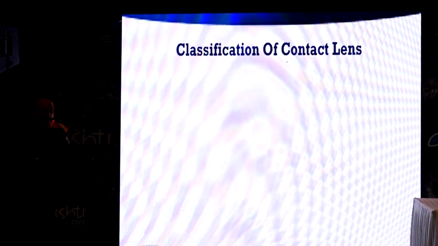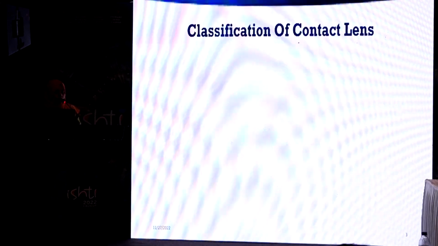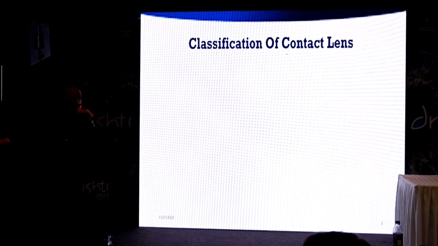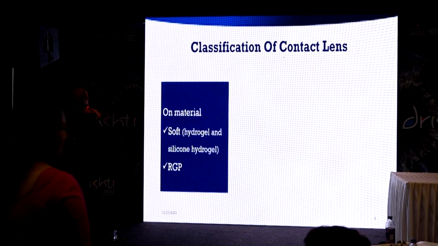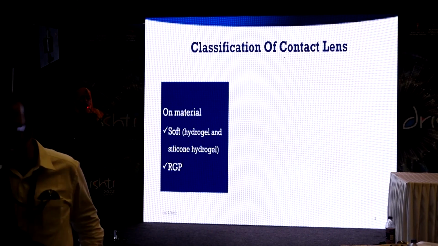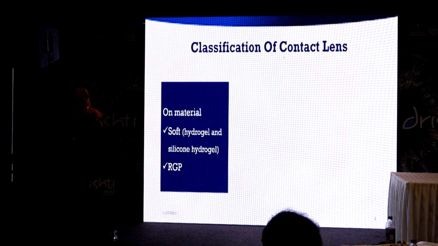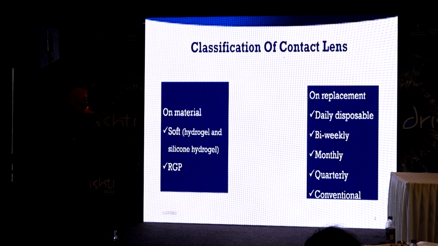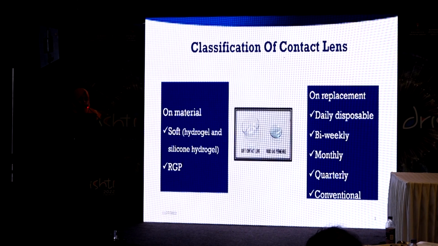Classification of contact lenses: there are many classifications based on anatomical position, wearing modality, water content, material, and replacement schedule. Mainly I'm talking about material. By material, we have soft contact lenses and RGP contact lenses. Soft lenses are hydrogel and silicone hydrogel. There is also a hybrid lens where the RGP is in the center and it is surrounded by a soft silicone skirt. Based on replacement, we have daily disposable, bi-weekly, monthly, quarterly and conventional lenses.